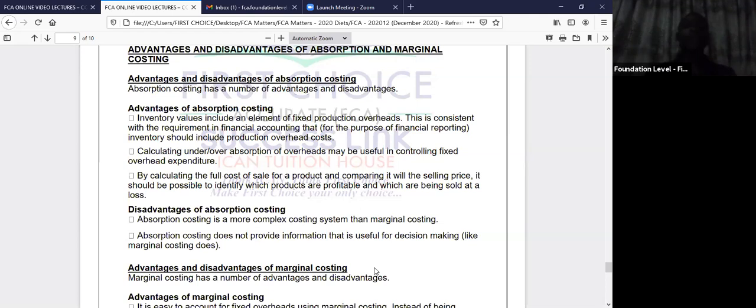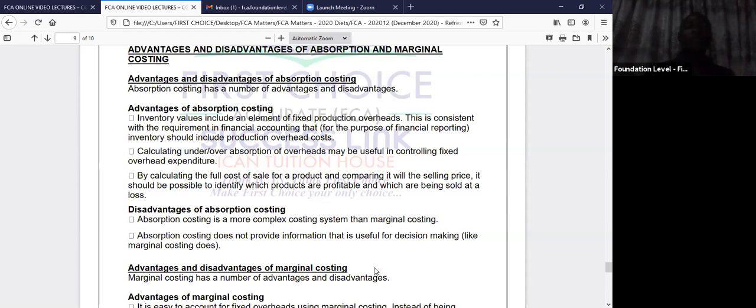Now, calculating under or over absorption can be useful in controlling your fixed costs. When you know you're over absorbing your fixed costs, you know that you are budgeting too much compared to what you are spending, so you need to control. And when you know that you are under absorbing, then you may need to take necessary action.